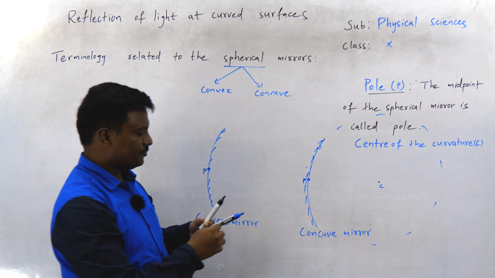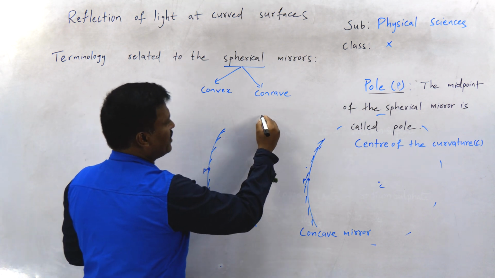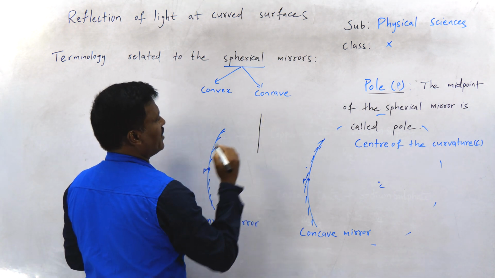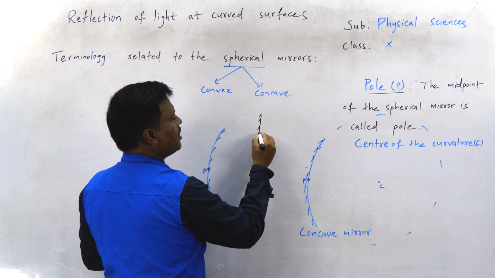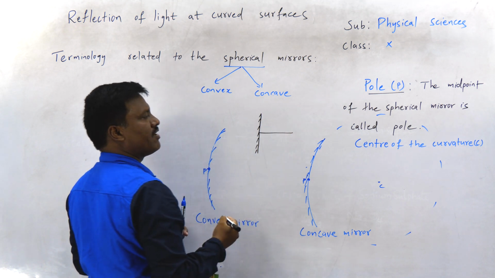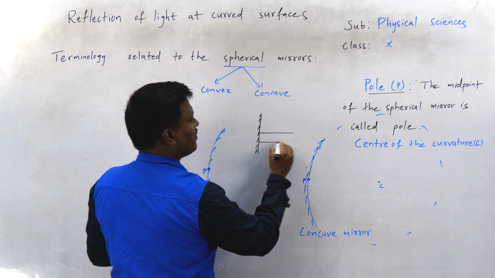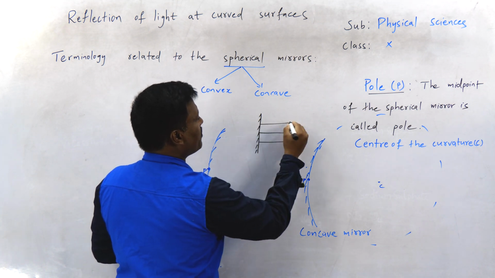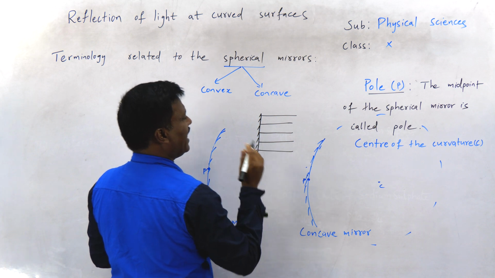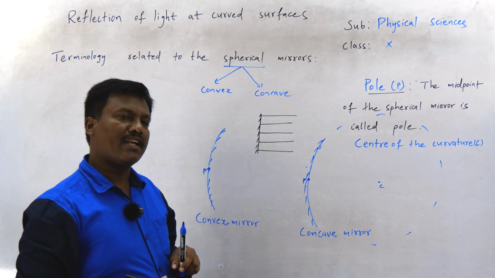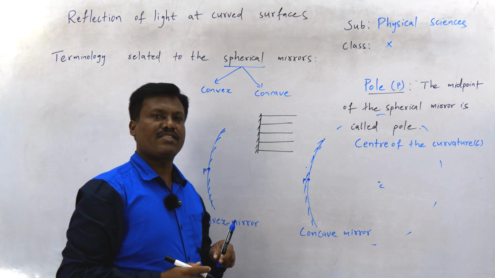For example, if you take a plane surface, how many normals can you draw? Normal means perpendicular line. So this is one perpendicular line. This is one perpendicular line. Like this, many perpendicular lines, infinite perpendicular lines we can draw.